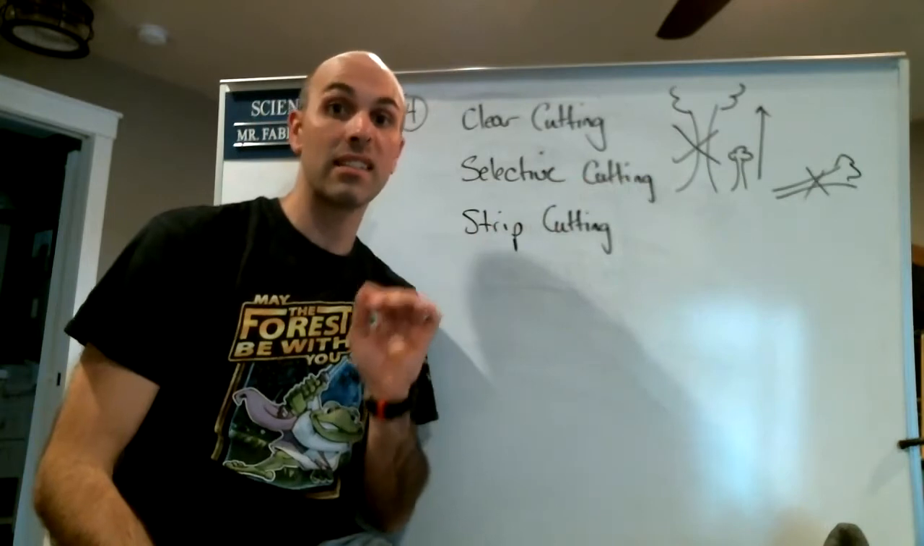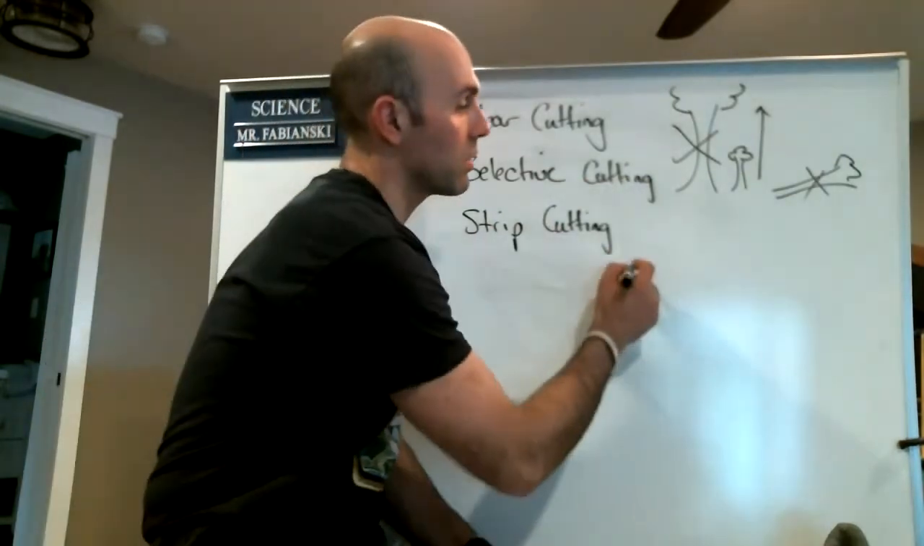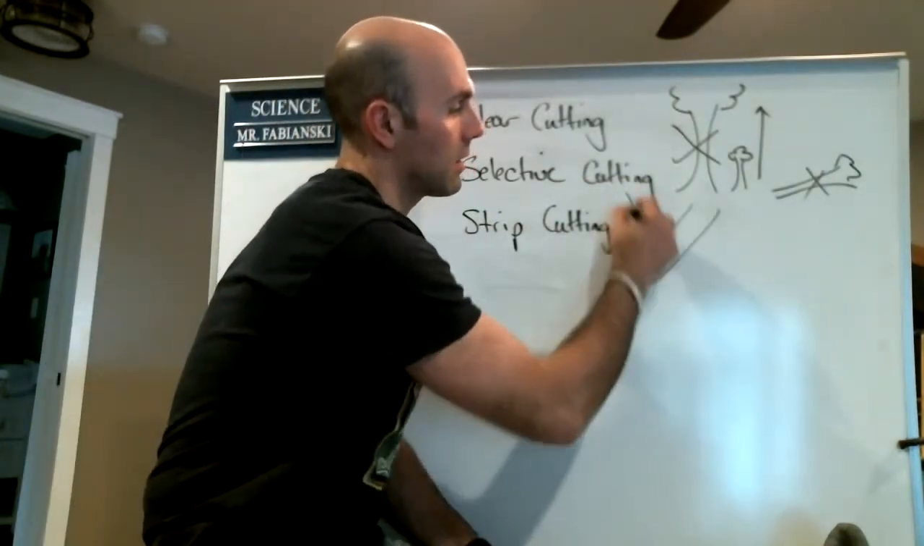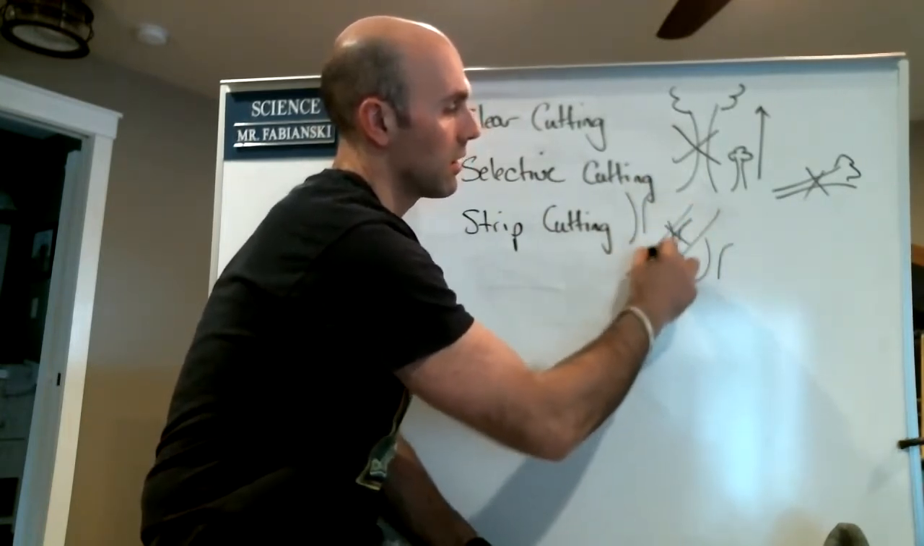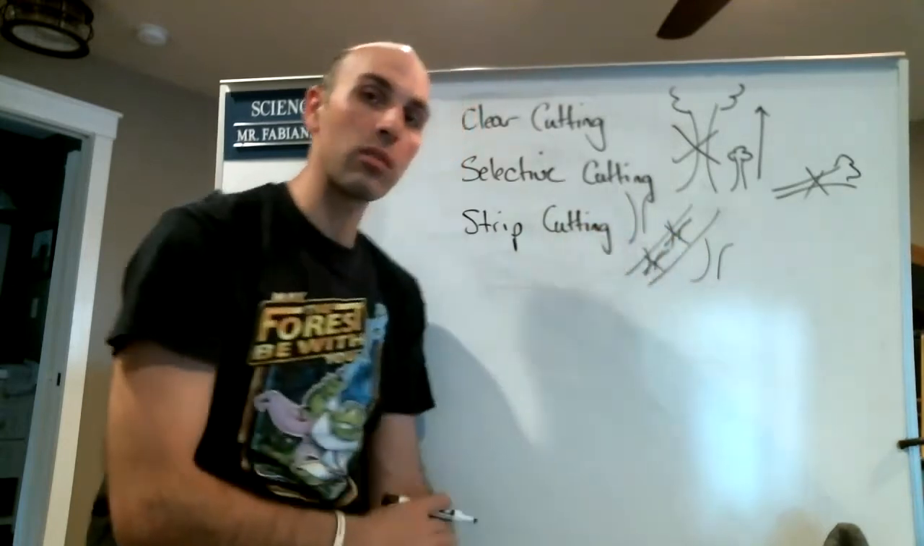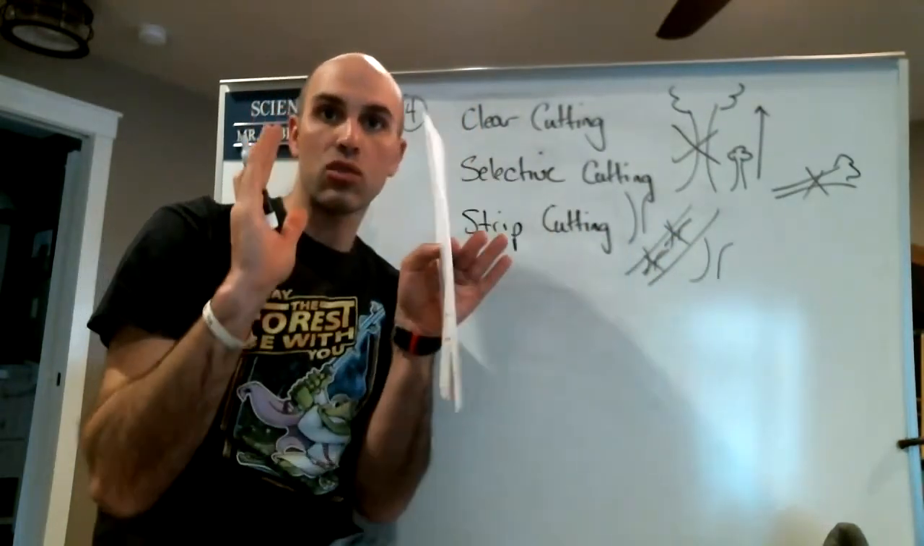You're not cutting everything. You're being selective. Strip cutting is where you go in and you cut strips down. So you're cutting this one, but you're leaving up trees around it. You're essentially cutting in straight lines.